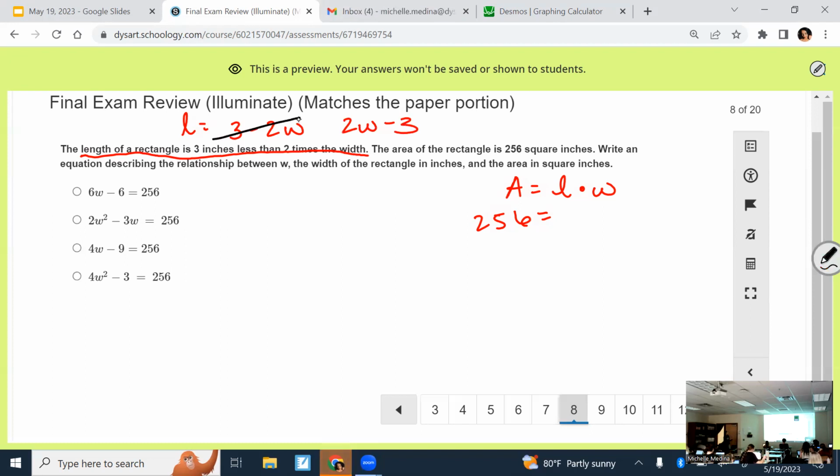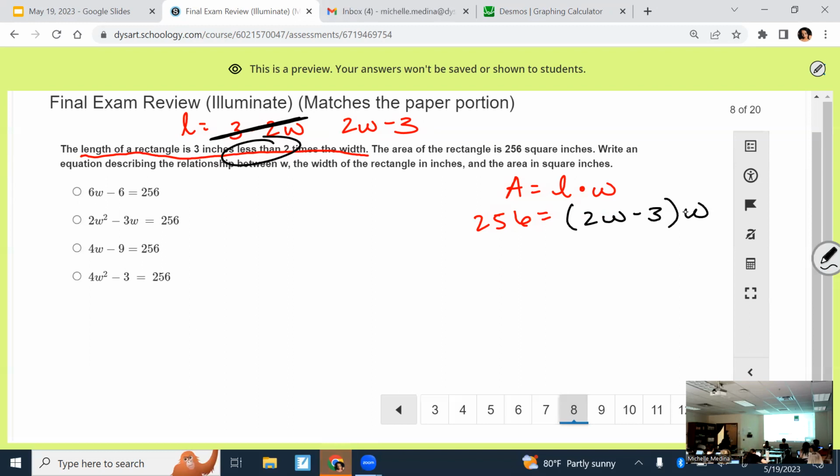Okay, good. Less than is subtraction, and then that "than," I always call it like a switch word. You will then switch the order if you see "than." This is kind of the rule, because it should be smaller, it should be taken away from the 2 times the width. So that's what my length is. I'm going to plug that in for the length, and then we still have to multiply it by the width, which they said is W. So you have to have both of those parts.